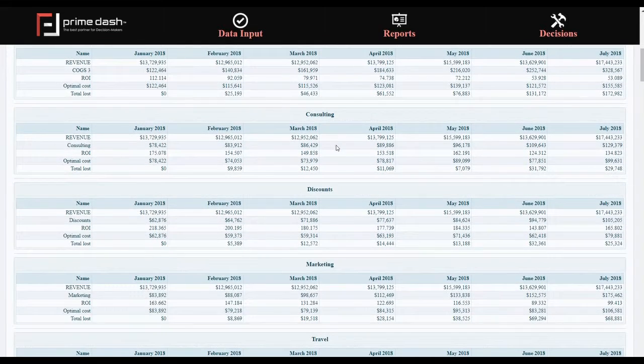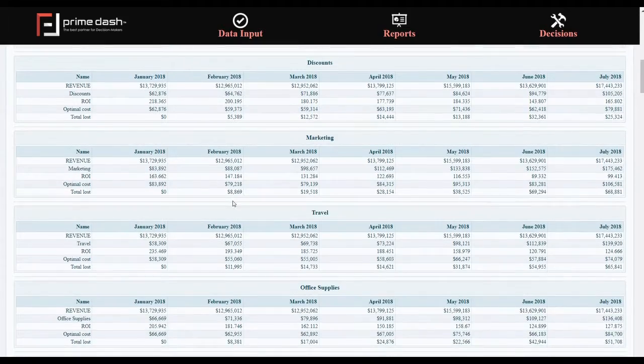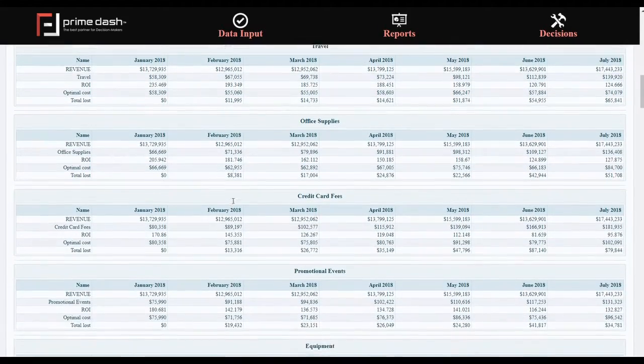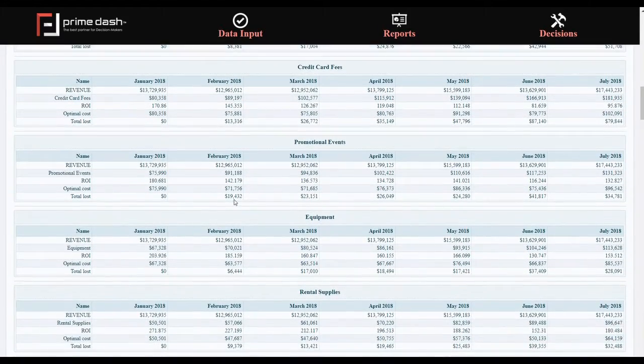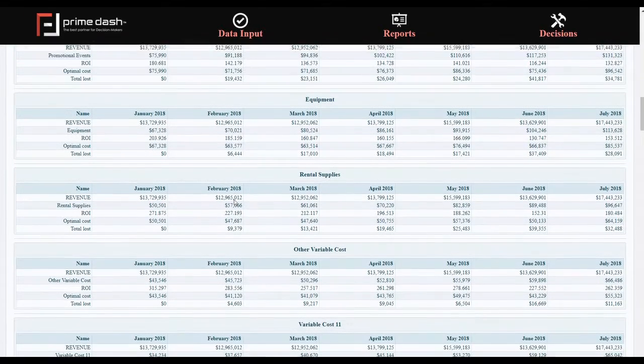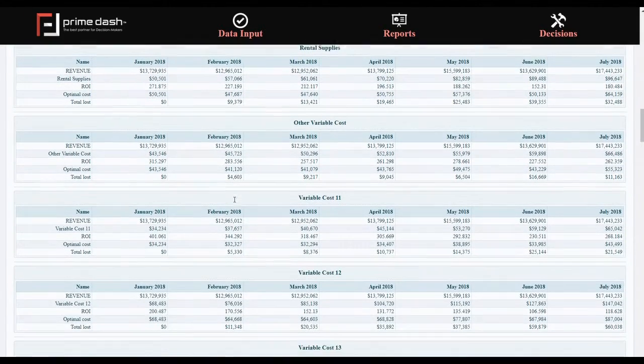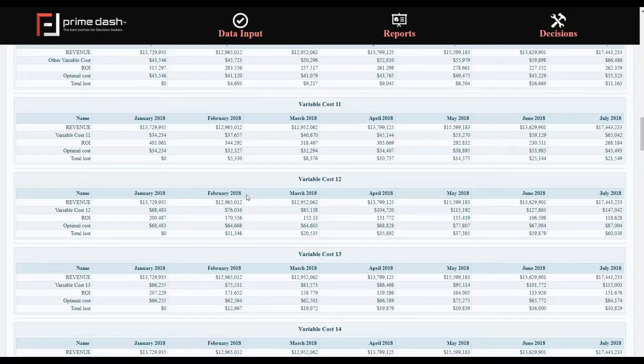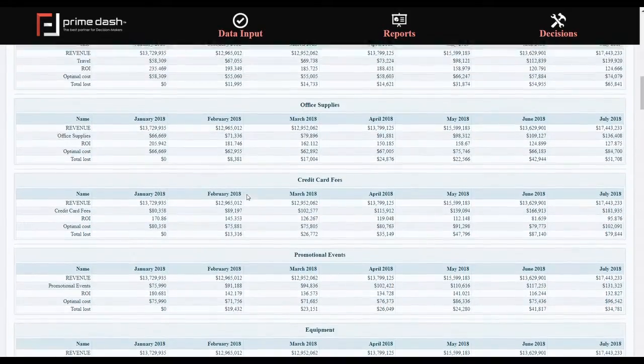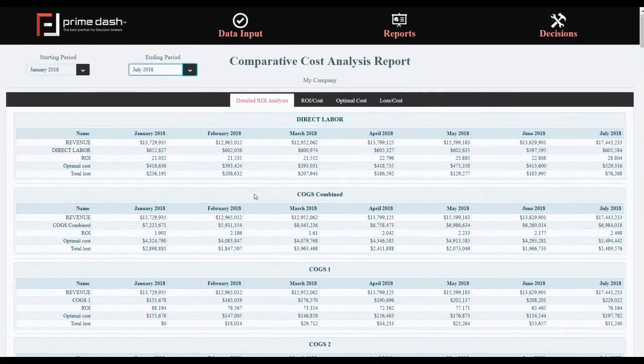As its name depicts, the CCA performs a side-by-side examination of the financial efficiency of an organization through its cost structures. In other words, the CCA determines if overspending or irregularities have occurred. Under this report, Prime Dash will give you a detailed CCA report for every cost to determine your optimal cost and the total loss incurred by not applying the best ROI.